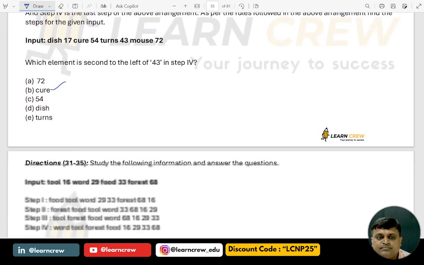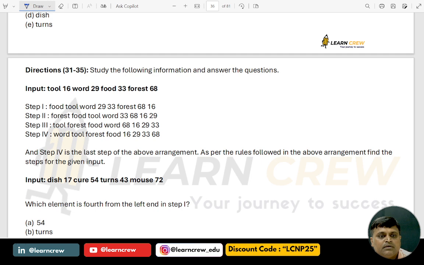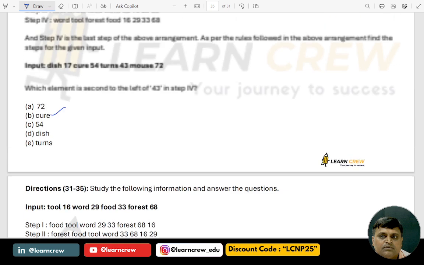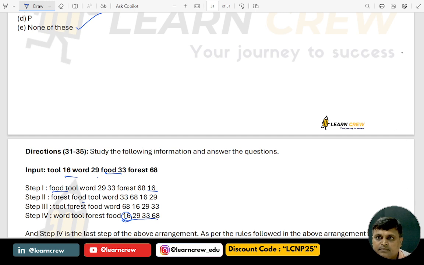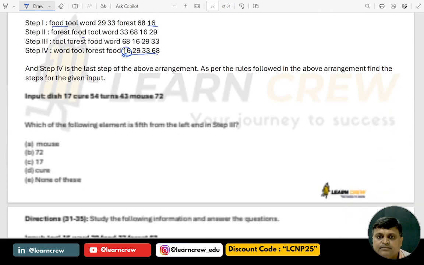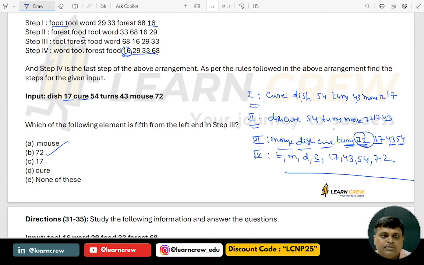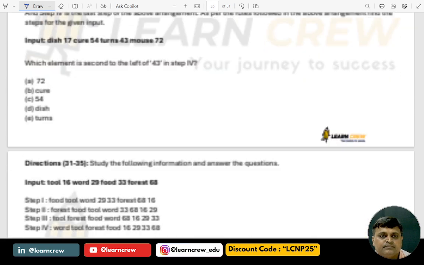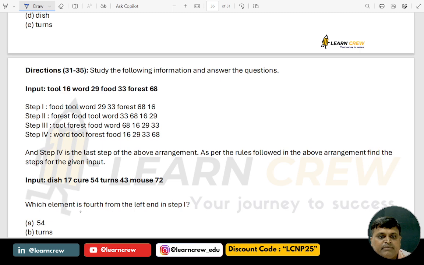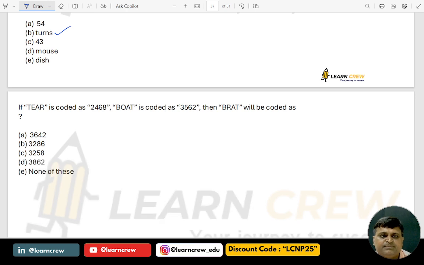Next. Which element is fourth from the left hand in step 1? Which element is fourth from the left hand in step 1? So what is the answer here? Which element is fourth from the left hand? So the answer is turns. Once you complete those steps, it is very easy.